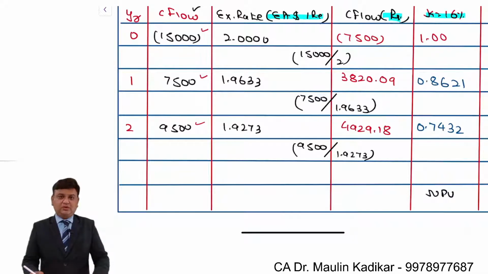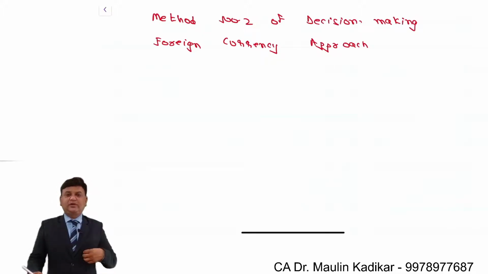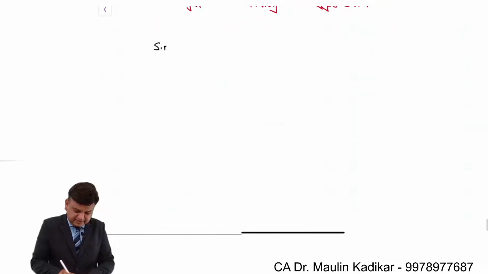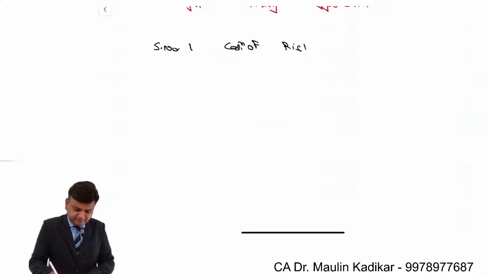Let us see how to discount the same. Everybody is requested to pay attention. Over here, we have to first prepare a working note, calculation of the foreign currency adjusted cost of capital. Whatever the foreign currency adjusted cost of capital is, that will be used for discounting foreign currency cash flows. So we will work out the answer like this. Step number 1 or working note number 1, either heading you can give: calculation of foreign currency adjusted cost of capital.